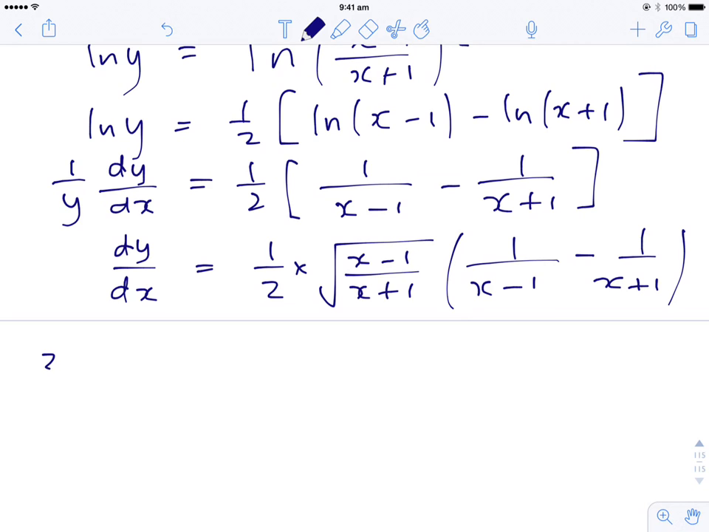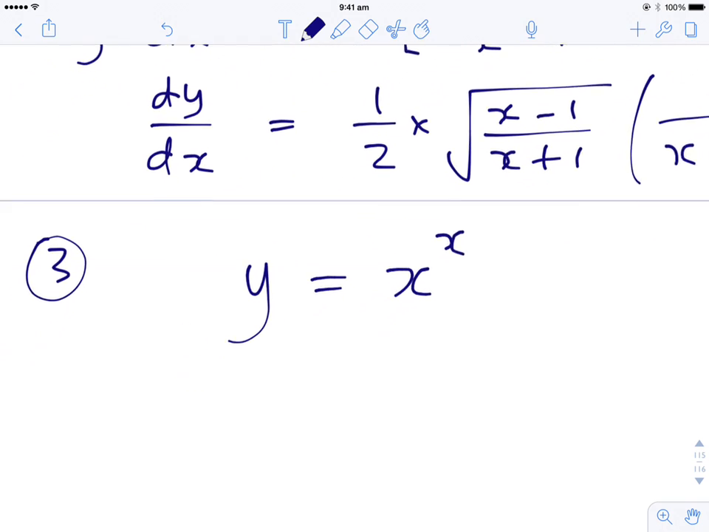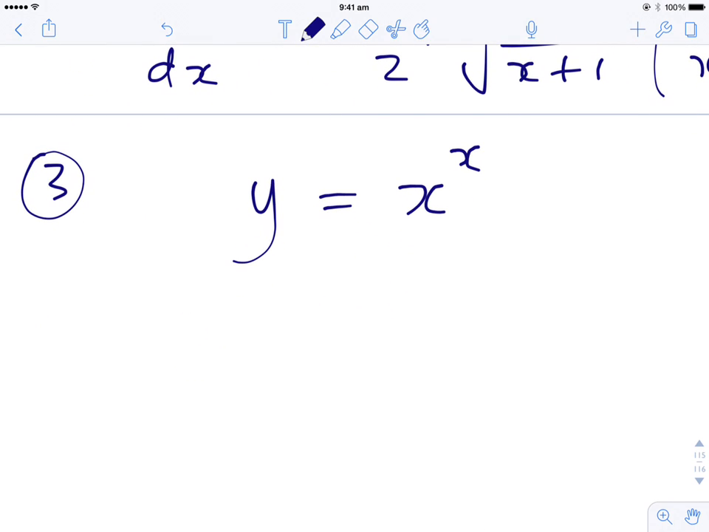Okay, third one, last one. This is an example of a function that you just can't do any other way. This is a really interesting function, x to the power of x. This thing's growing pretty quickly. So for x equals 5, it's 5 to the power of 5, 125. Sorry, much bigger than that, 5 to the power of 5, 6 to the power of 6. So this function is growing really quickly. We want to know what the slope of this curve is. This is the way to do it.